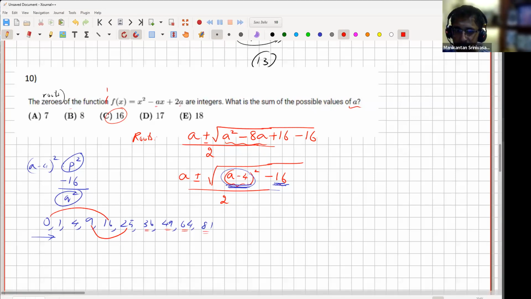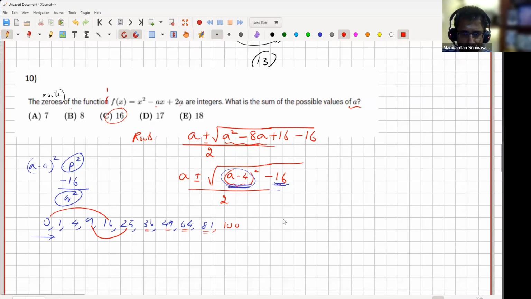81 minus 16 is already bigger than the previous perfect square. 81 minus 16 is 65 already. So beyond this, we don't even have to search, because 100 minus 16 will be more than 81, right? It's more than even the previous perfect square by 16. Then why do we have to even search further? Does it make sense? Okay, so the only possibilities are, right?